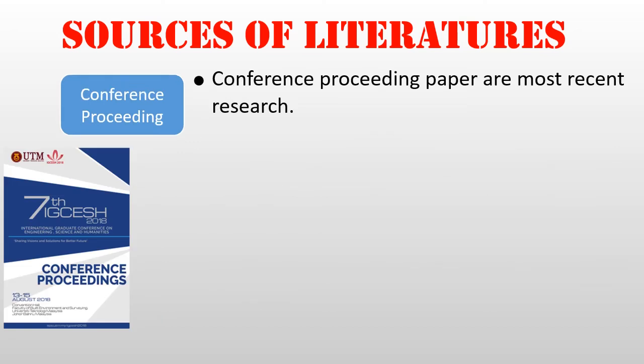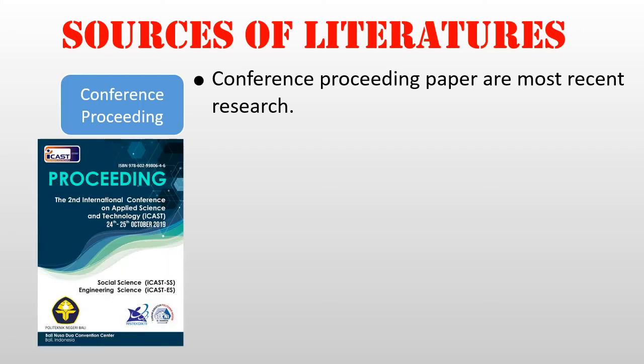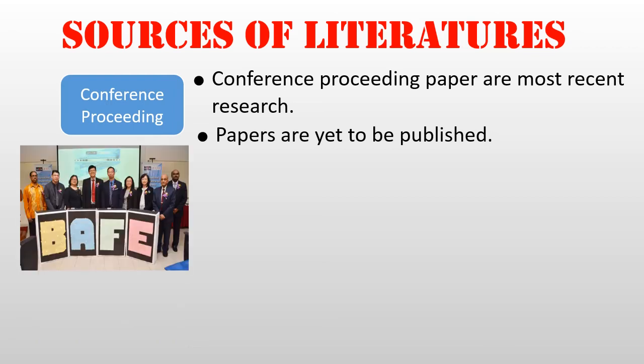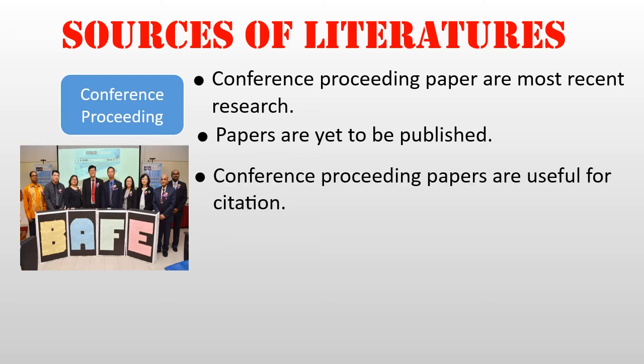The third source of literature review is conference proceedings. Conference proceeding articles are very updated as they provide the most recent research that has been conducted by a researcher. However, the conference proceeding articles are yet to be published. It is still useful to apply some literatures from conference proceedings.